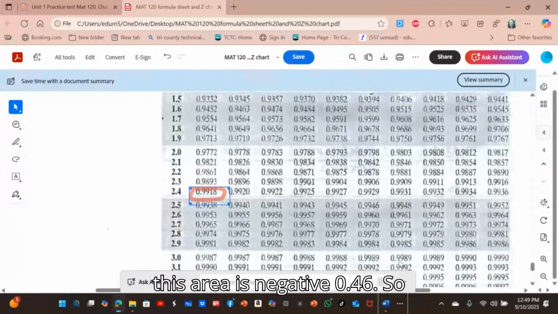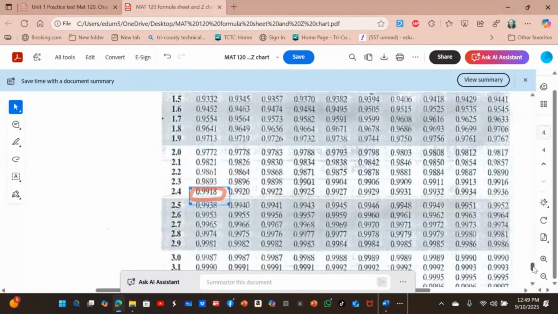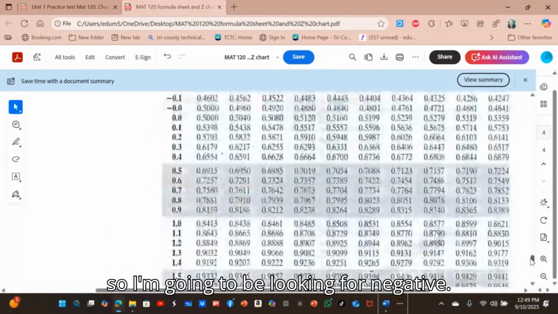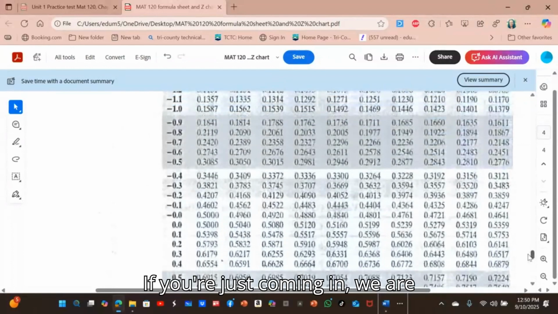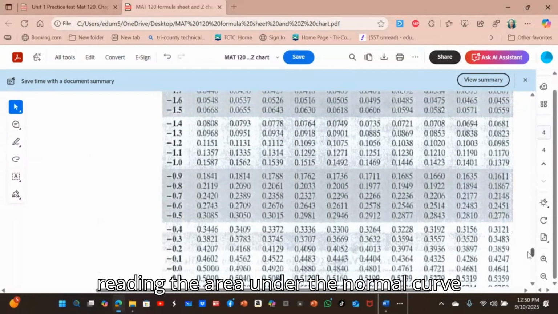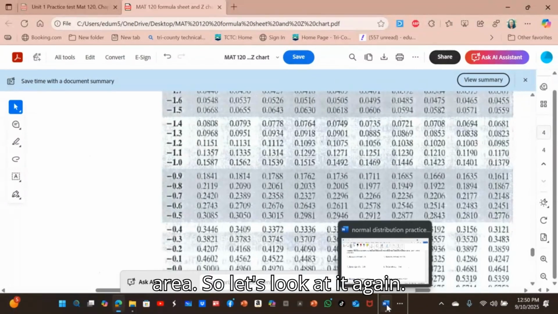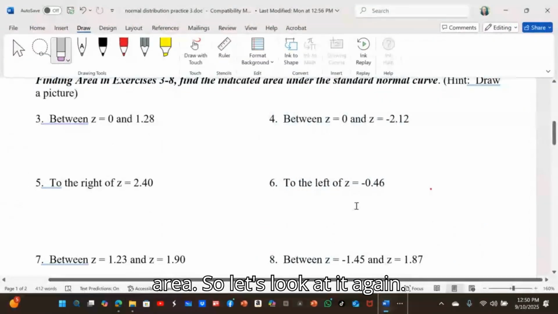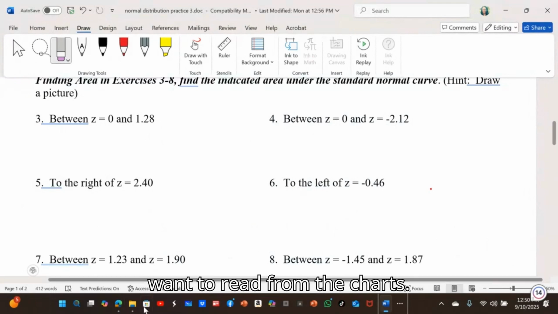This is positive here, so I'm going to be looking for negative. So I'm going to pull up the chart. If you're just coming in, we are reading the area under the normal curve using the Z chart. So negative 0.46 is this area. So let's look at it again. That is the area negative 0.46, and we want to read it from the chart.